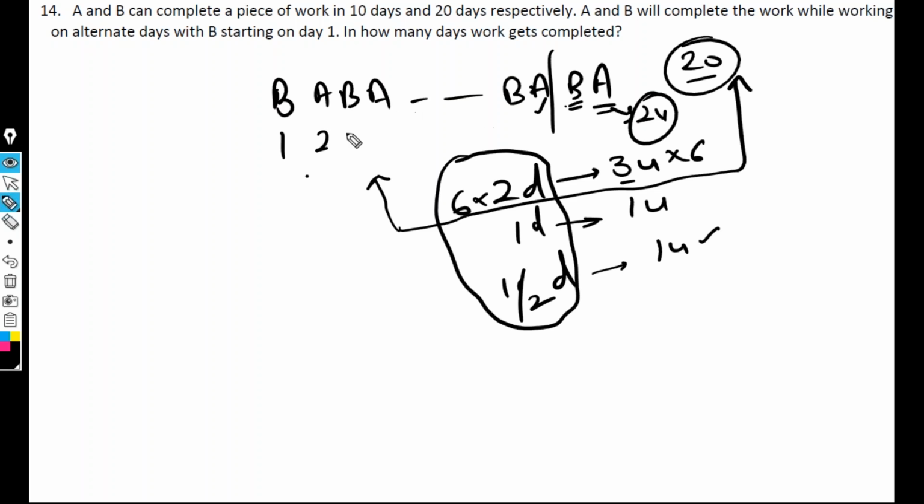So in 2 days, the work completed by them is 1 plus 2, 3 units. Is this part clear? In 2 days, 3 units of work is done. Then I said divide 20 by 3, the quotient is 6, so multiply both sides by 6. Is it clear?